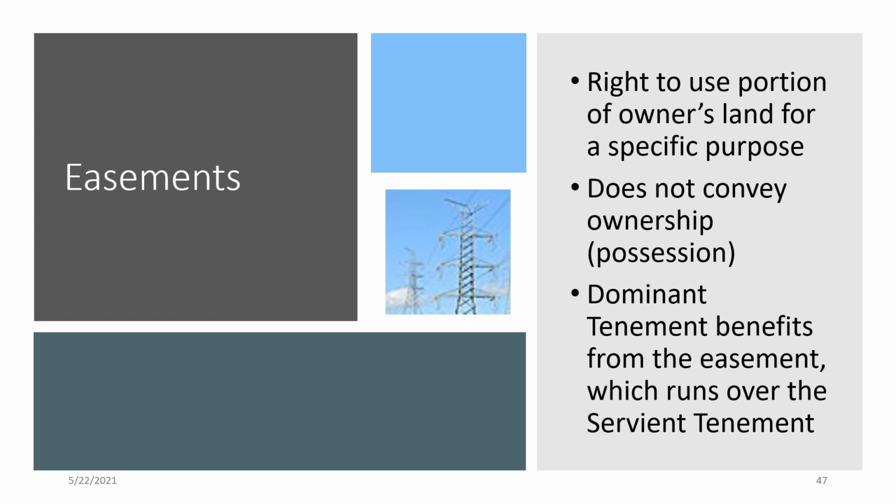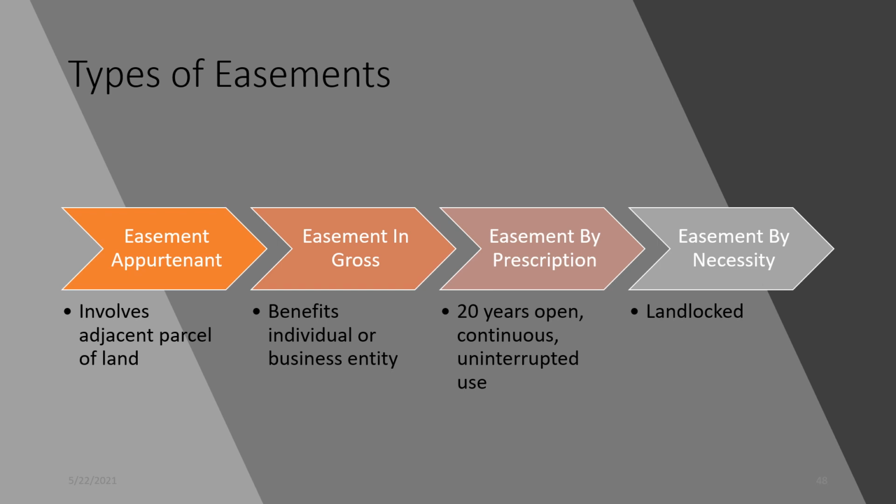It does not convey ownership or possession. The dominant tenement benefits from the easement, which runs over the servient tenement. You have four types of easements: easement appurtenant, easement in gross, easement by prescription, and easement by necessity. Easement appurtenant involves an adjacent parcel of land, talking about landlocked properties. A landlocked property is a piece of property that the owner cannot get to unless he crosses somebody else's land.